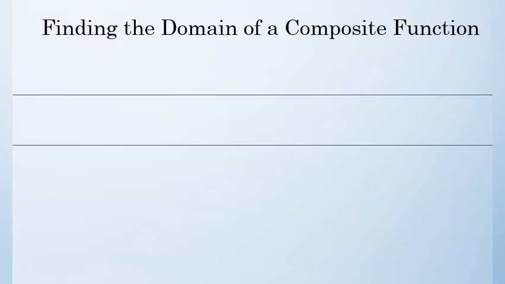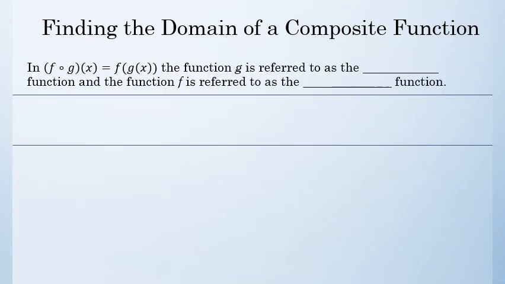Finding the domain of a composite function. If f of g of x equals f of g of x, the function g is referred to as the input function, because that is what we'll be inputting into f. And the function f is referred to as the output function.